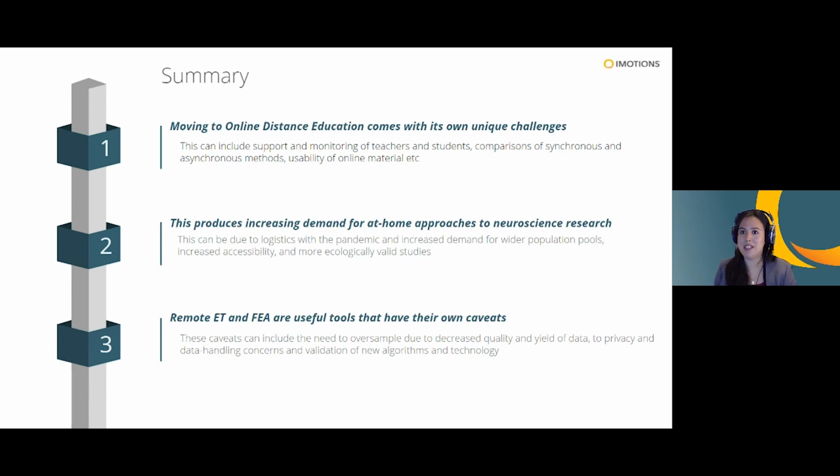So what this means is that you will need to think about oversampling due to decreased quality and yield of data. Of course, there's always going to be implications for privacy and data handling as well, and then also the validation of new algorithms and technology as they come out.